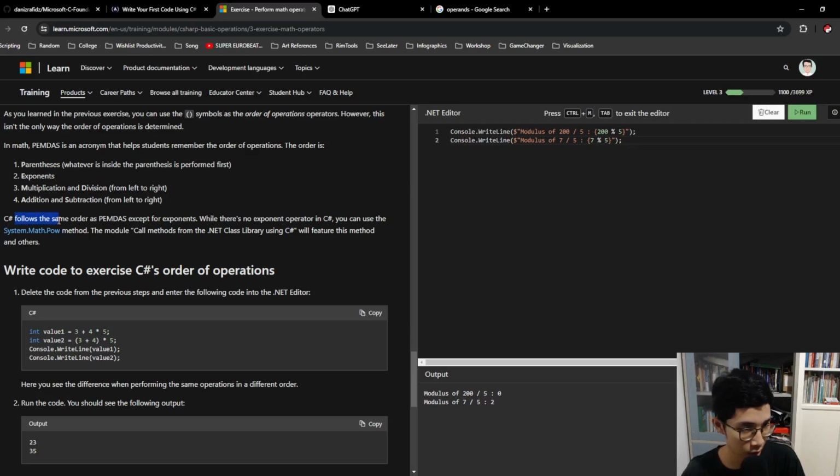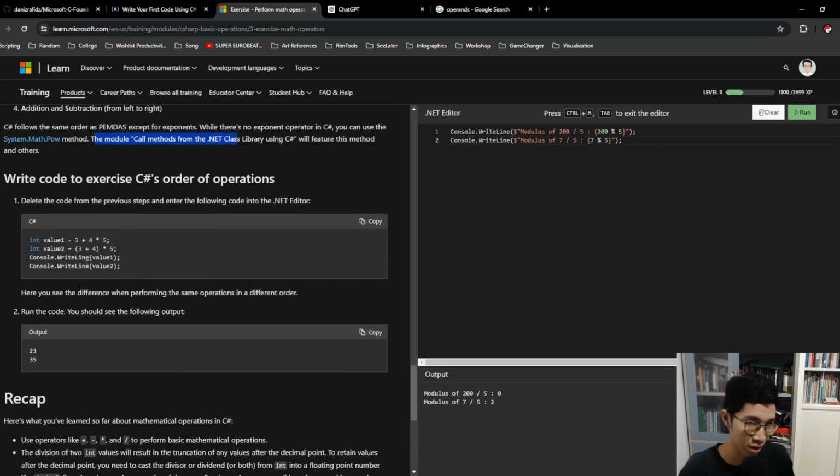Okay, understandable easily. C# follows the same order as PEMDAS except for exponent. Wait, what? Well, there is no exponent operator in C#. C# doesn't have an exponent. Oh, I just learned that. You can use the System.Math.Pow method. Oh, okay. So I have to use this one. The System.Math.Pow method.